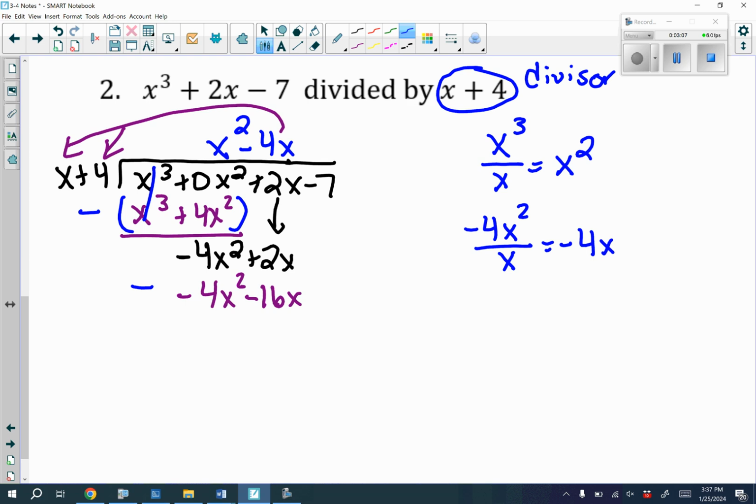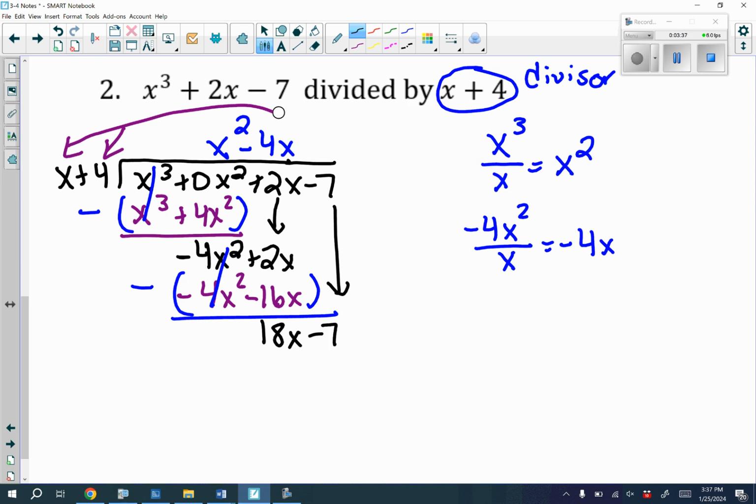Third step, we are going to subtract. Now, negative 4x squared minus a negative 4x squared. Remember, this becomes positive, so I'm going to cancel that out. Now, I have 2x minus a negative 16x. Remember, 2 negatives make it a positive. So I'm really doing 2x plus 16x. That's going to give me 18x. Okay, fourth step, bring down the next term, negative 7.